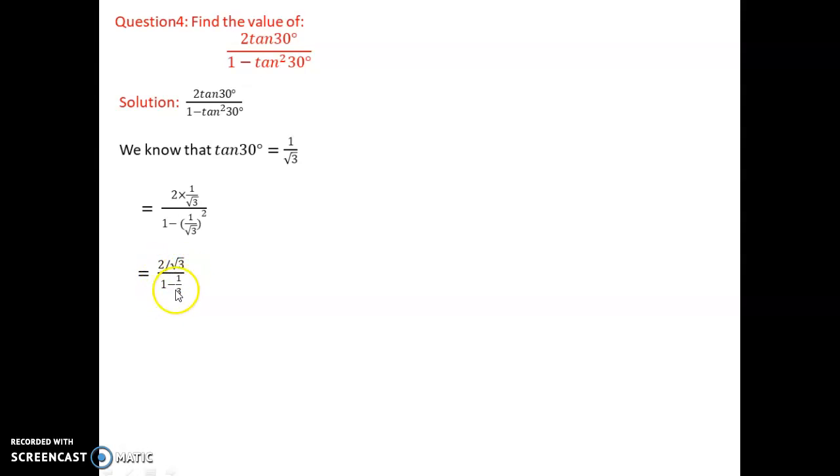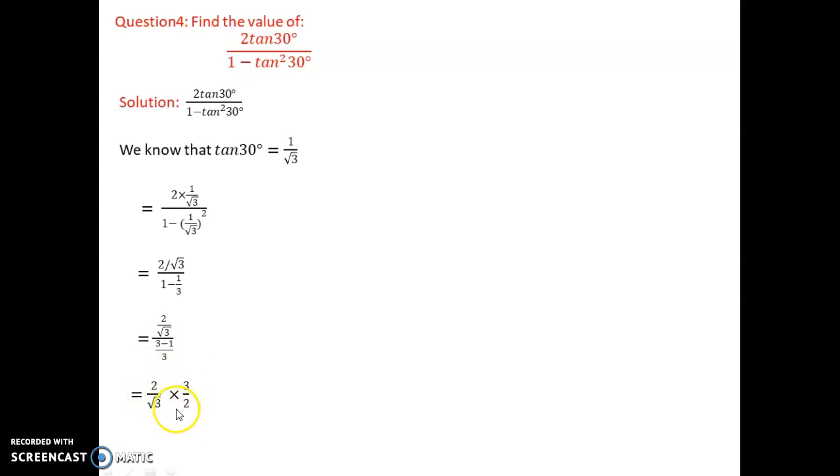So 2 by root 3 minus 1 by 3. Take out the LCM: 3 minus 1 by 3. Here, because there is no multiplication, addition or subtraction in the numerator, we will keep it the same. In the denominator, 3 minus 1 will be 2, so 2 by 3. On converting this fraction division into multiplication, we reverse this fraction, so it will be 3 by 2.